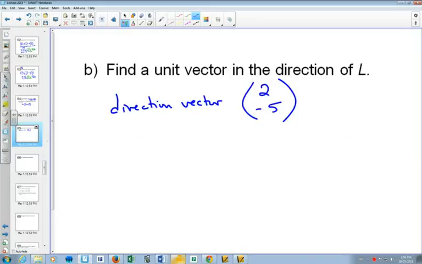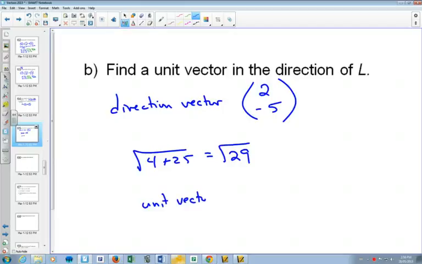How do we find our unit vector? So we're going to find the length of this, and the length of this vector will be 2 squared, which is 4, plus 25, square root of 29. So our unit vector, if we divide out that length, then you'll have a length of 1. And you could write it that way, or you could multiply that 1 over root 29 in. If you want to get fancy, you could rationalize the denominator.